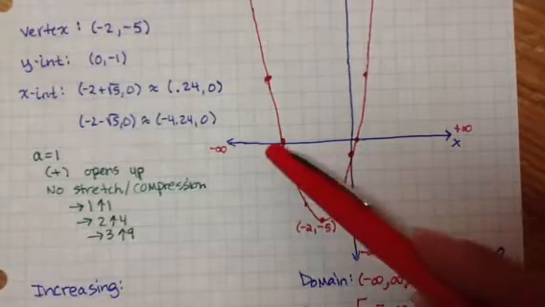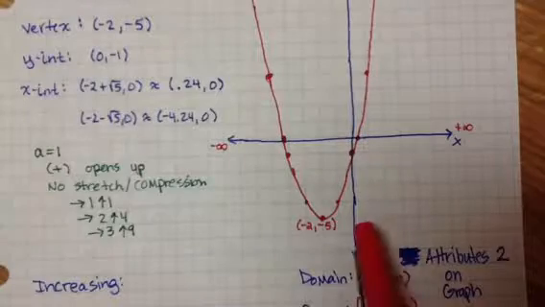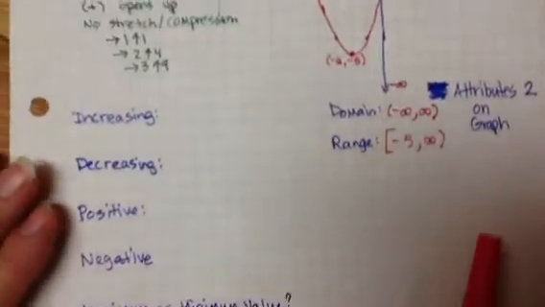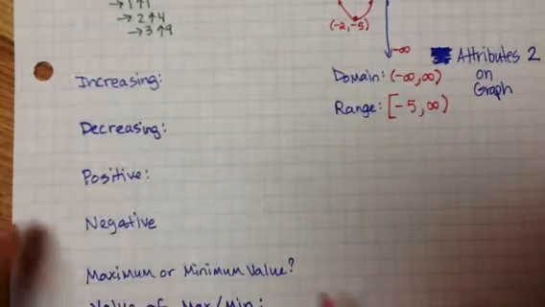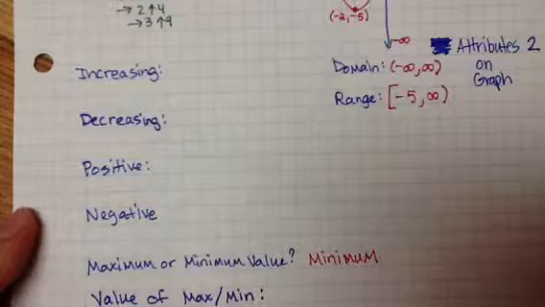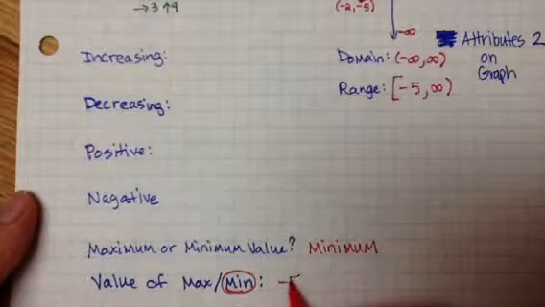So this graph has a minimum, and the minimum value is the y value. That minimum value is the y value of the vertex, negative 5. So it has a minimum, and the value of the minimum will be negative 5.